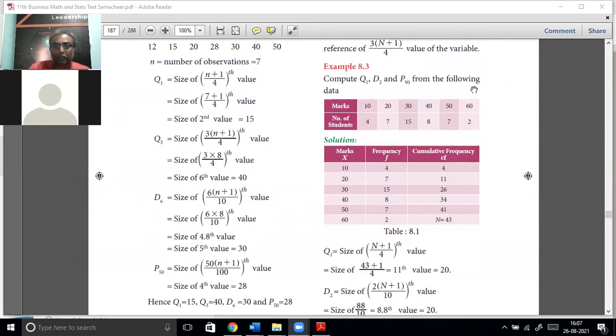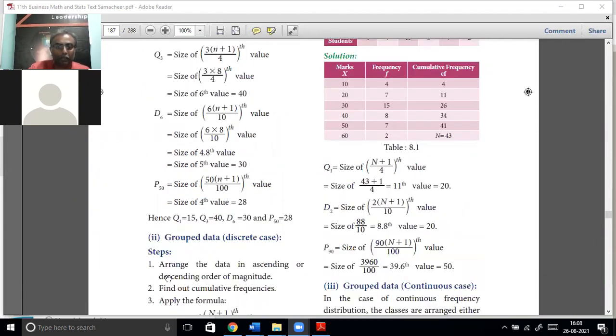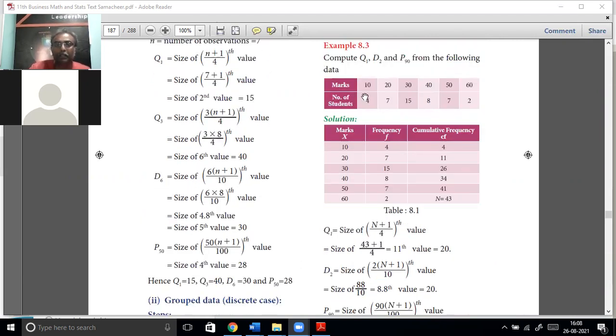Let us see how to do it. Well, the same thing: Q1 is equal to the (n plus 1) by 4th value, all that is correct. Only thing is, after arranging in ascending order, find out the cumulative frequency. So marks are 10, 20, 30, 40, 50, 60. You arrange that in ascending order. Now you put the corresponding frequency, 4, 7, 15, all that you put.